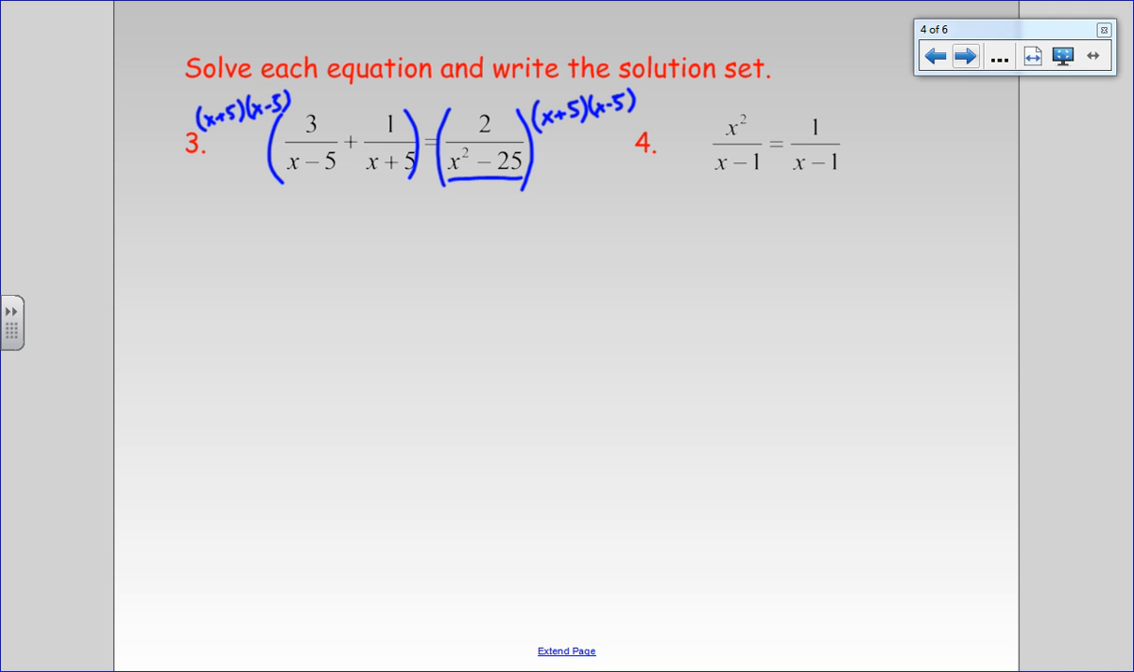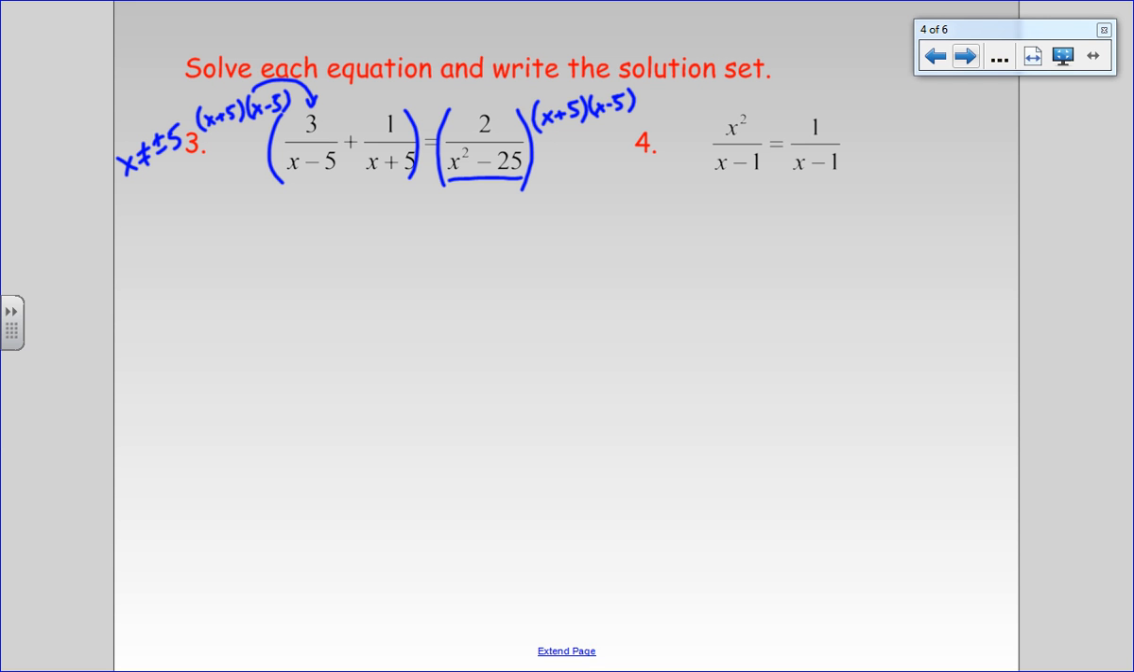And of course, as we do so, we need to keep in mind the restrictions on this problem. X cannot equal positive or negative 5, because both of those values would make a denominator equal to 0. Now we can save time with our multiplication if we simplify as we go, remembering that the goal of multiplying by the LCD is to clear fractions.